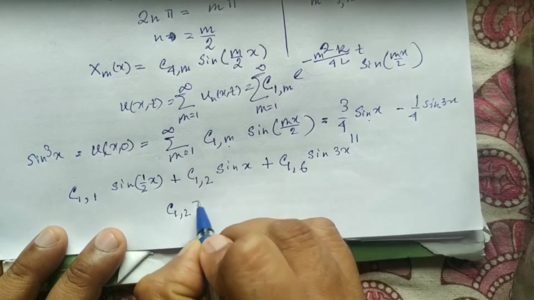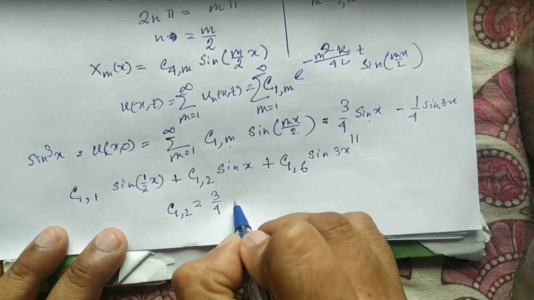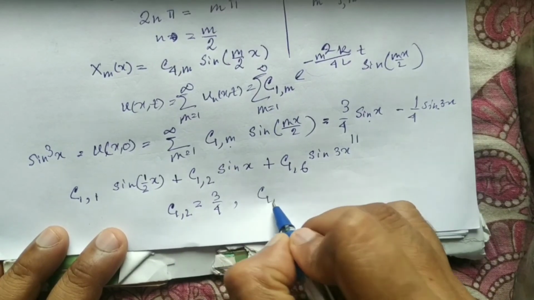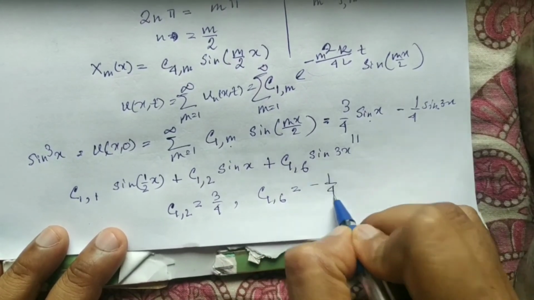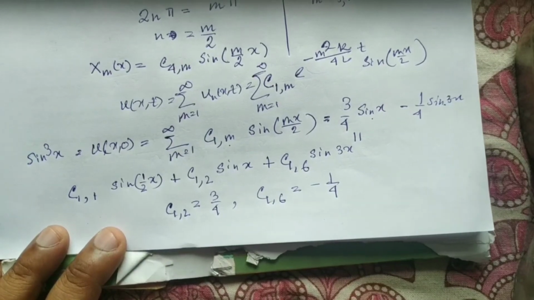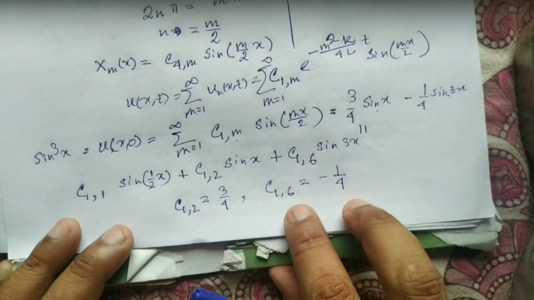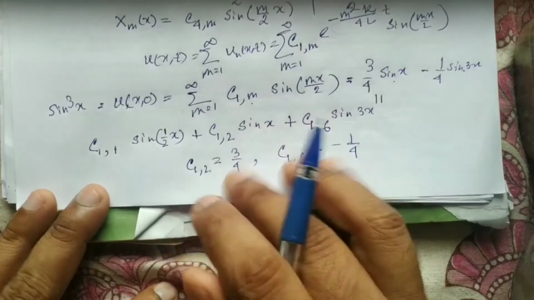C1 2 is equal to 3 by 4 and C1 6 is equal to minus 1 by 4. You can write that, right? And so what should your solution then be? Come to this part.